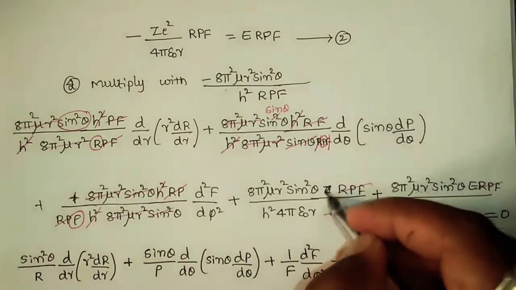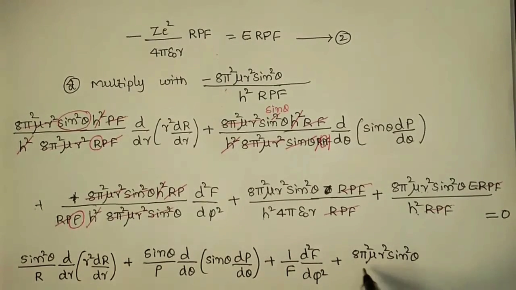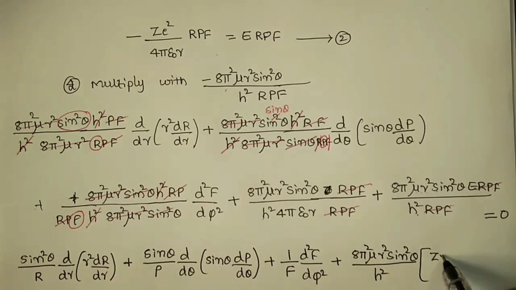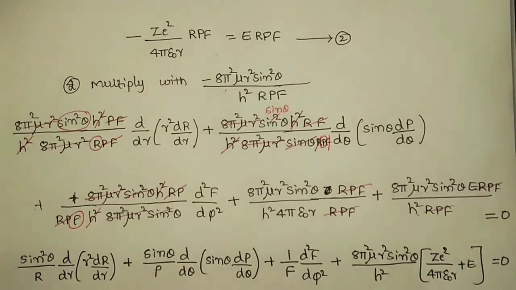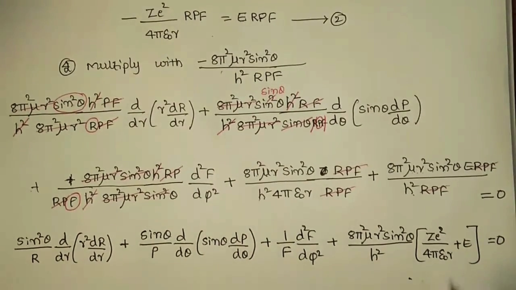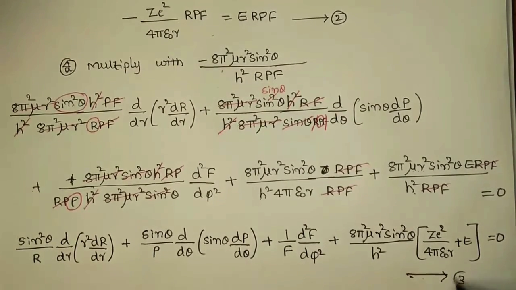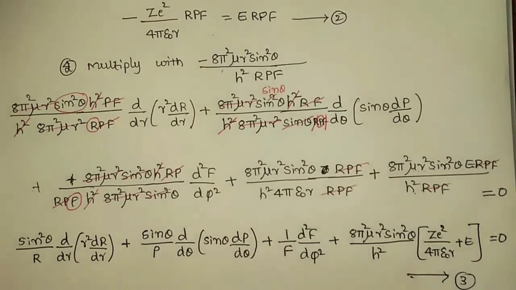Sine square theta by h square is common. So we are left with z e square by 4 pi epsilon naught r plus e, that's whole and solely equals to 0. And this is the reduced form. Let me consider this as equation number 3.